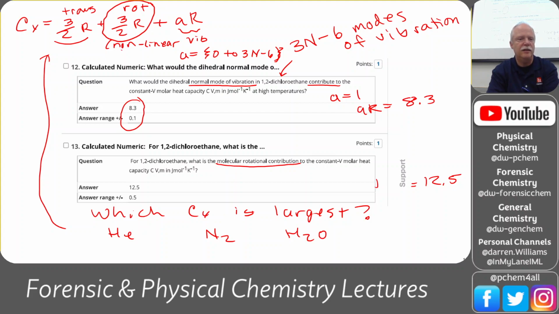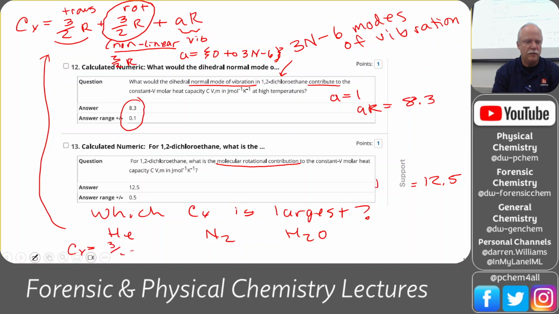What about rotation? We know helium doesn't have any rotation, so it's missing that piece. So it's not the largest one. So we can eliminate helium. It's 3 halves R, which is greater than 1, and rotation is going to add something to this. But we have nonlinear versus linear. So which is larger? The linear is 2 halves R. It's smaller. So this is the smallest.